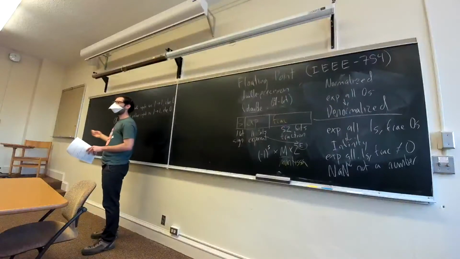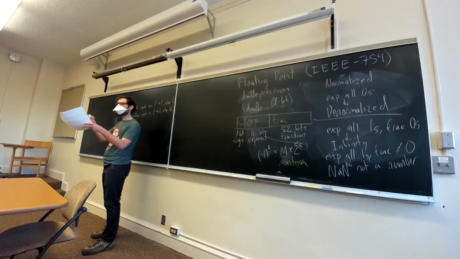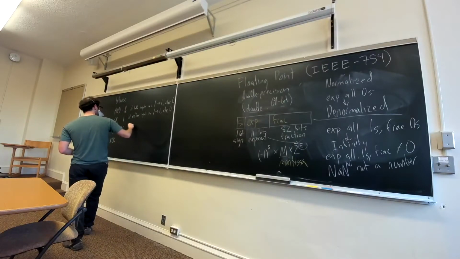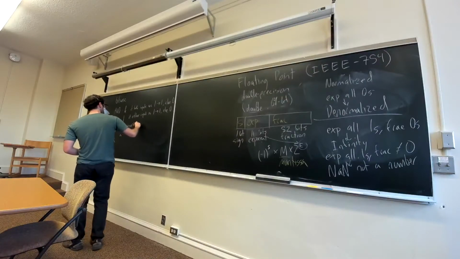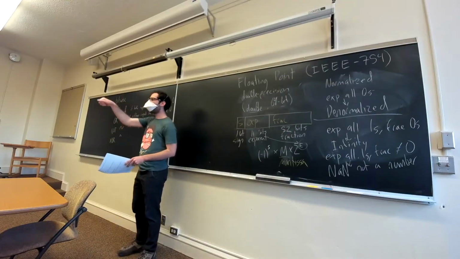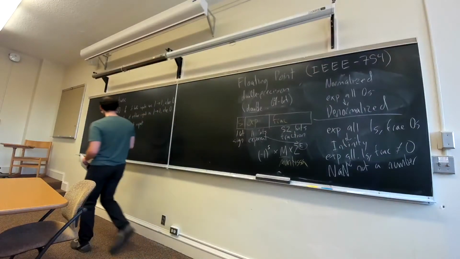Not is a unary operator, which means it just applies to a single bit. It doesn't have two inputs, just one input. And it just inverts the input, meaning a 1 goes to a 0, and a 0 goes to a 1.